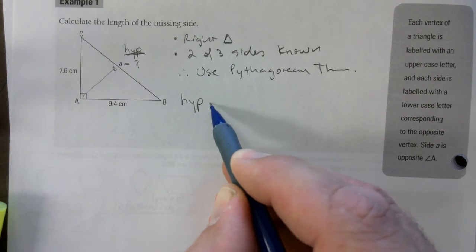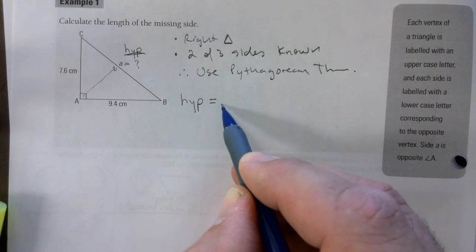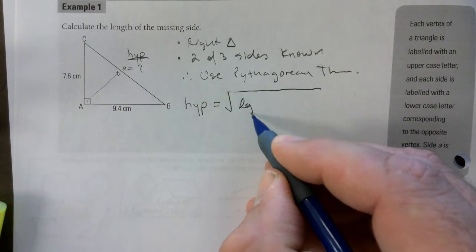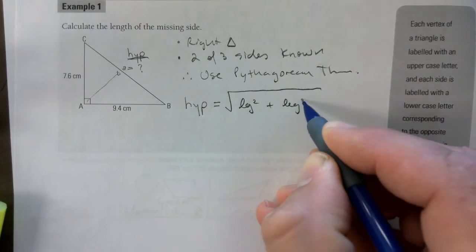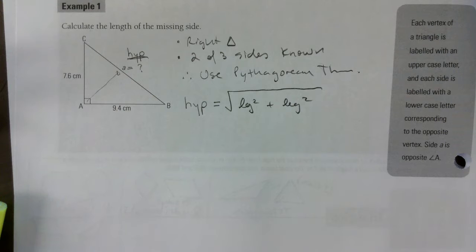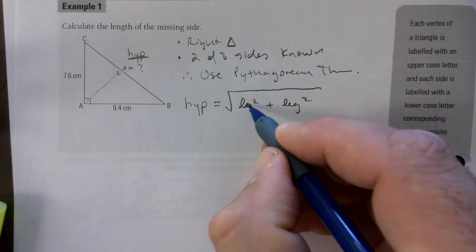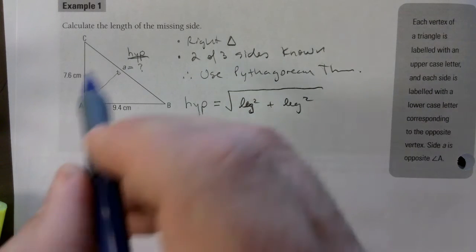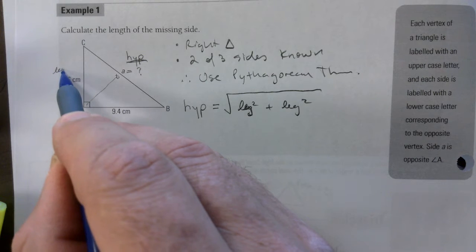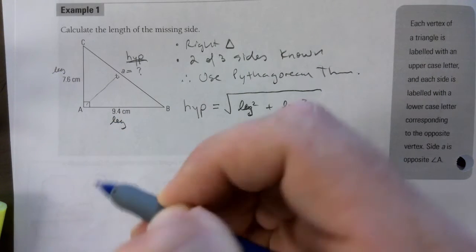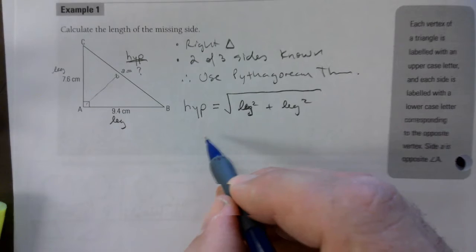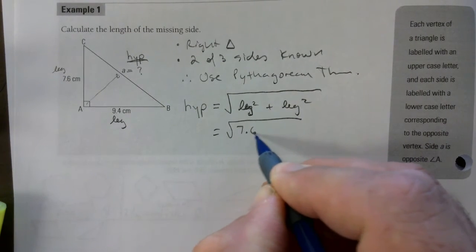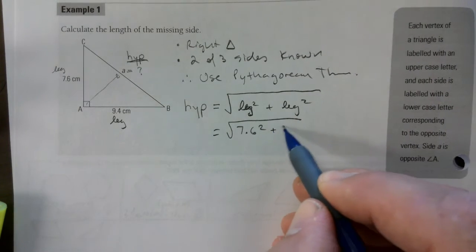hypotenuse is going to be, if I want to know the hypotenuse, I need to take the square root of leg squared plus leg squared. Sorry, that doesn't look like leg, does it? There. Leg squared plus leg squared. So if you know your hypotenuse, these ones are referred to as the two legs of the triangle. So it doesn't matter which order you put them in. We're just going to go 7.6 squared plus 9.4 squared.